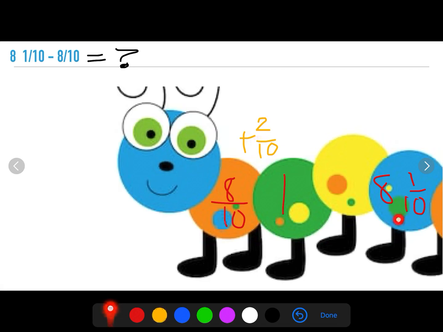I need to end at 8 1/10, but I'm only at one whole right now. So let's think for a second. Does it make sense to count up to the next whole number, which is 2 wholes? No, that doesn't make much sense because then I would still have to count an additional 6 wholes and 1/10 in order to get to 8 1/10. So I'm going to ask myself, what's the closest whole number to 8 1/10?